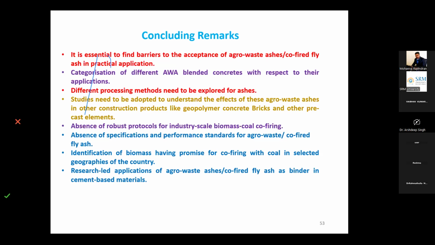And then a robust protocol for industry scale biomass co-firing is required. Then specifications, obviously performance standards, for these ashes are required. Identification of which type of biomass is available in which region, the data is there, but still more in-depth study is required in this area. So research-led application of agro-waste ashes or co-fired ashes or fly ash as a binder in cement-based material, with the research work in collaboration with the industry, is required. So this is from my side. Thank you so much. If you have any question, you can ask, please.